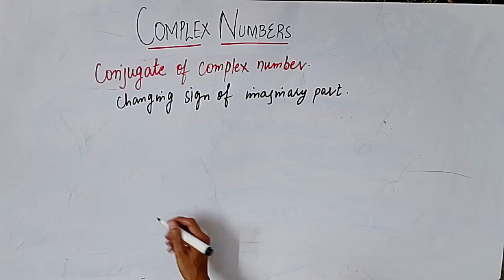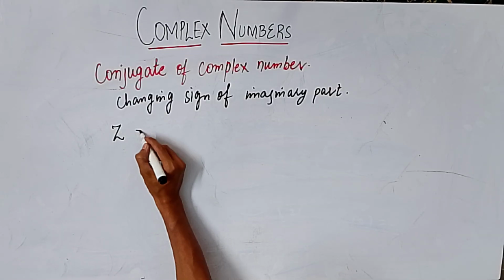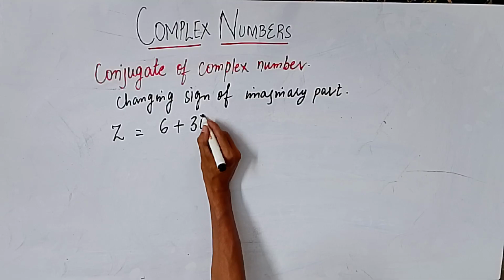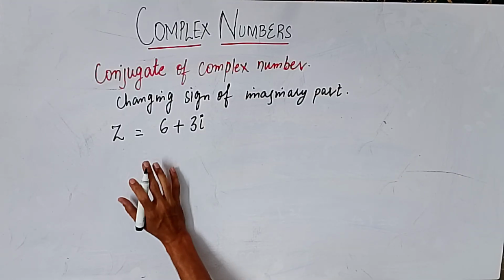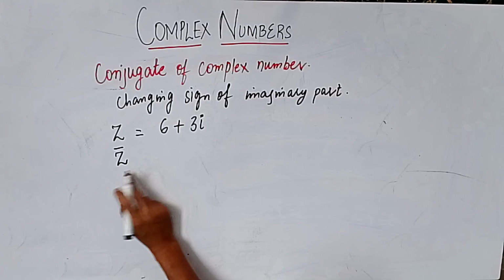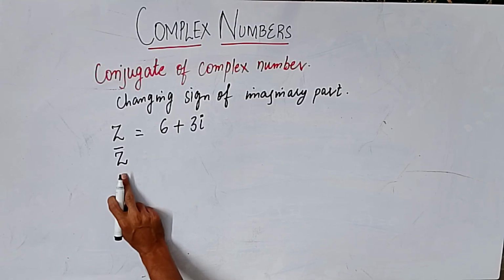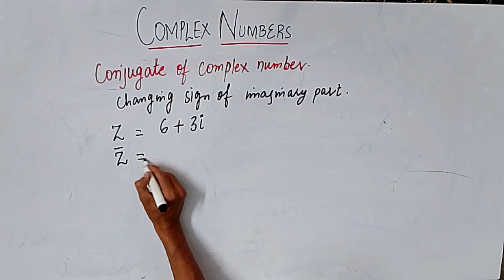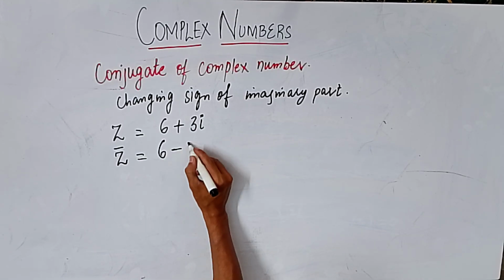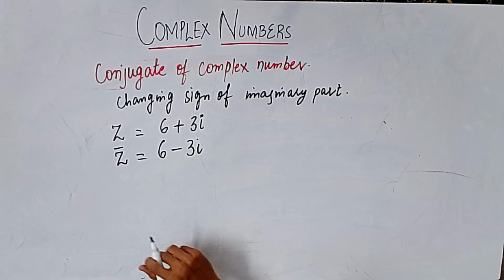For example, you have a complex number 6 plus 3 iota. Now how will you represent the conjugate? You will put a bar on it like this. This is how we represent conjugate. And as it is written, changing the sign of the imaginary part. So this will be your conjugate of this complex number.